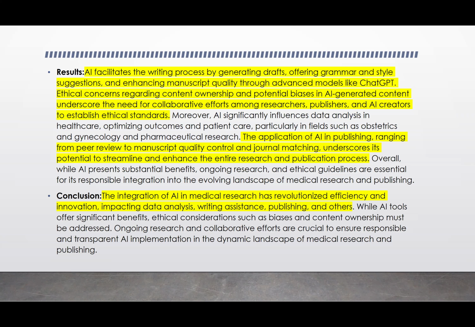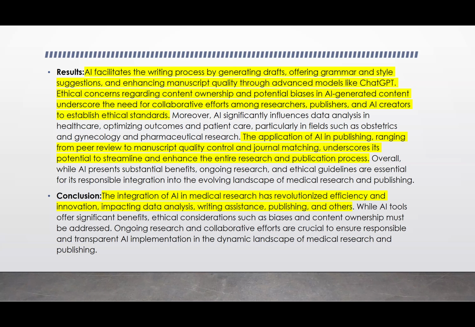The conclusion includes that the integration of AI in medical research has revolutionized efficiency and innovation, impacting data analysis, writing assistance, publishing, and others. While AI tools have significant benefits, ethical considerations such as biases and content ownership must be addressed. Ongoing research and collaborative effort are crucial to ensure responsible and transparent AI implementation in the dynamic landscape of medical research and publishing.